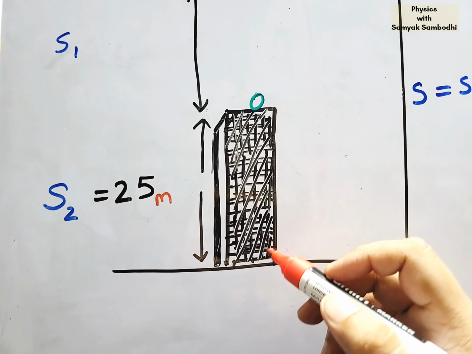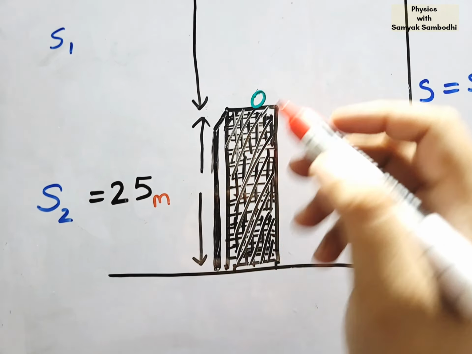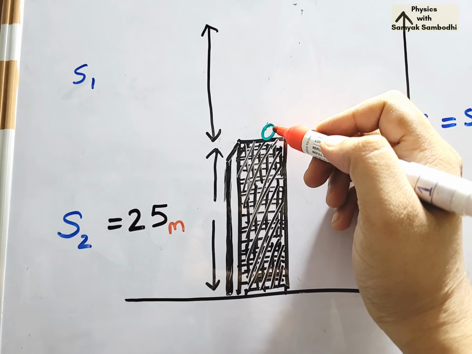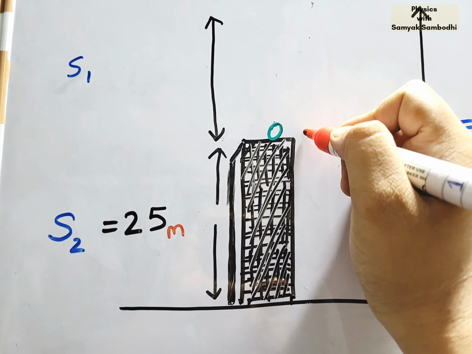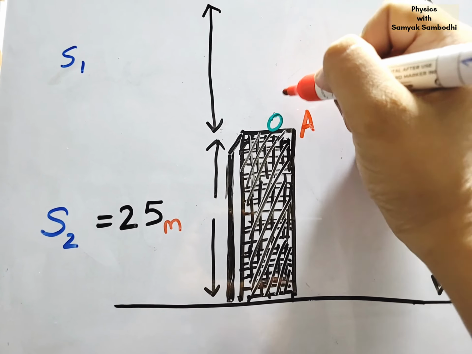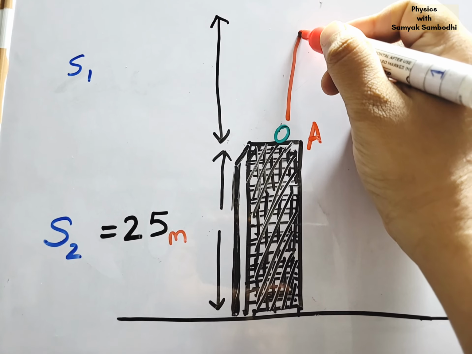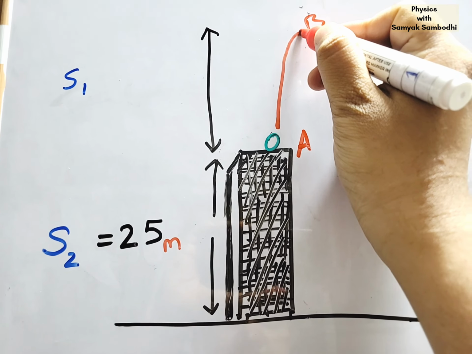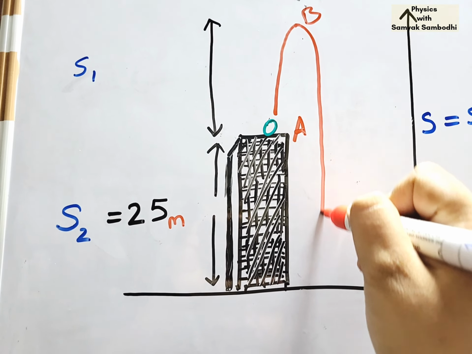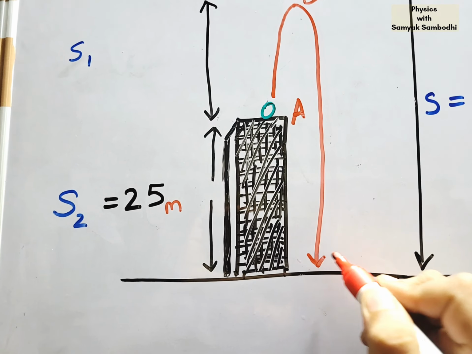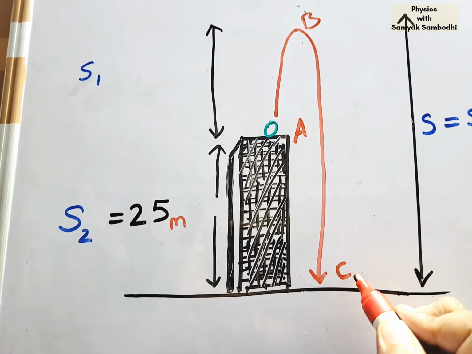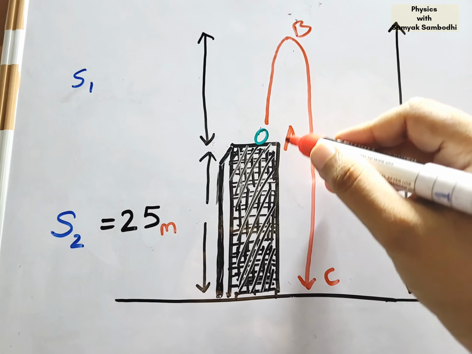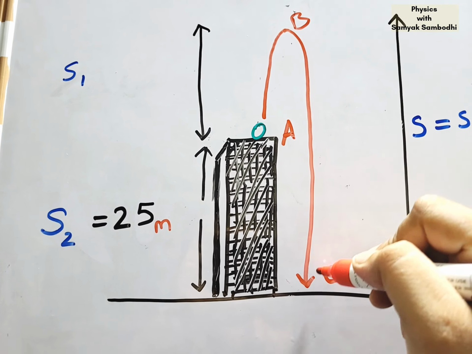Now suppose this is a multi-story building of height 25 meters and from the top of it a ball is being thrown vertically upwards. Let the initial position be A and from here the ball will attain maximum height, and let the maximum height be B. And from here the ball will fall on the ground and let this point be C. So we have to calculate the total time from A to B and then from B to C.